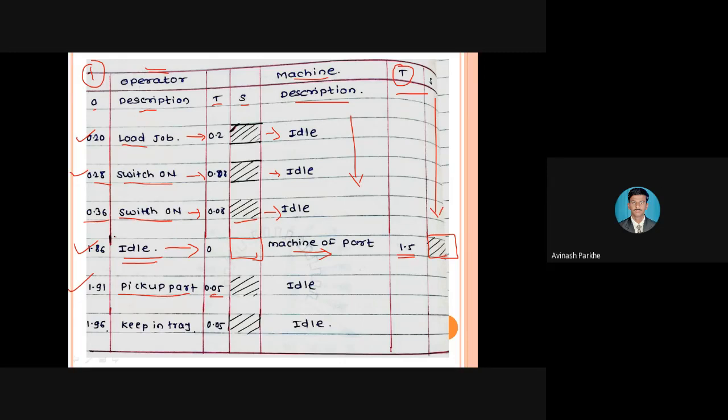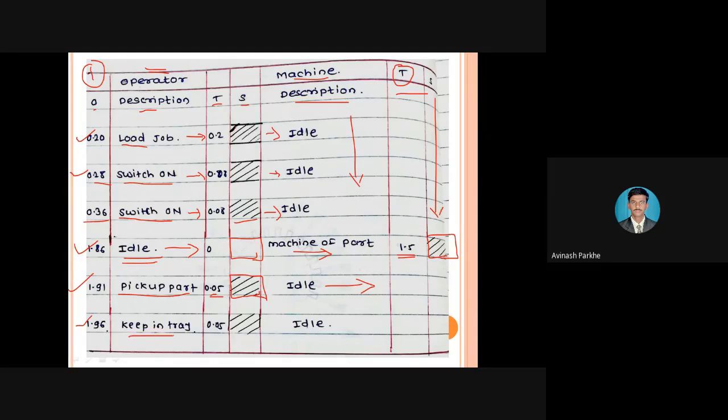We only have to press that particular button, and automatically the job will come outside. But this activity is performed by the man only. Therefore, in front of that operator, you can see here the working symbol is represented. But at that time, your machine is totally idle. Again, keep the job in that particular tray.